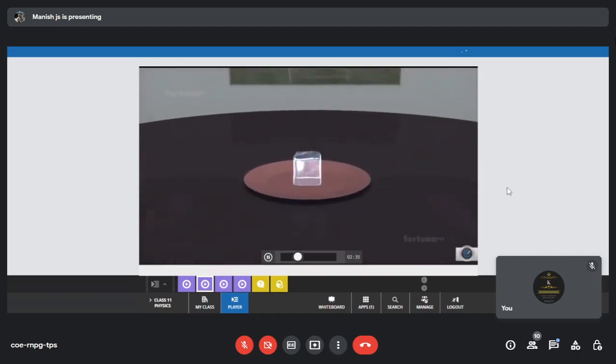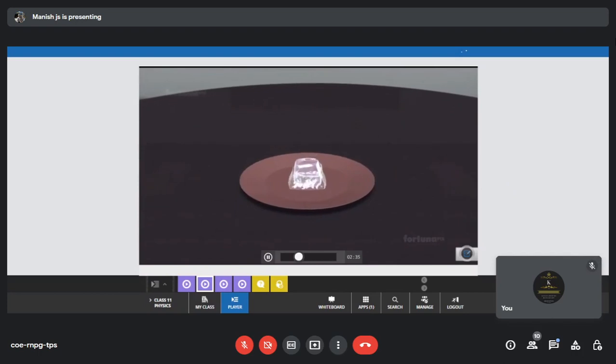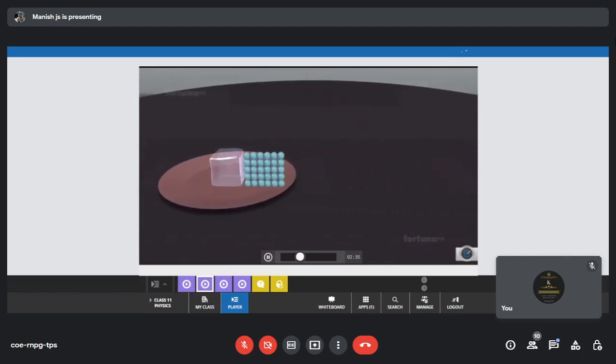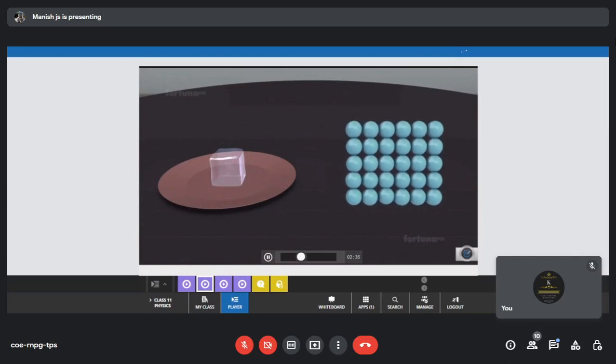If we leave an ice cube on a plate at room temperature, it begins to melt. If we observe the molecular arrangement in the ice block, we can see all the molecules arranged closely in an orderly fashion. This orderly.